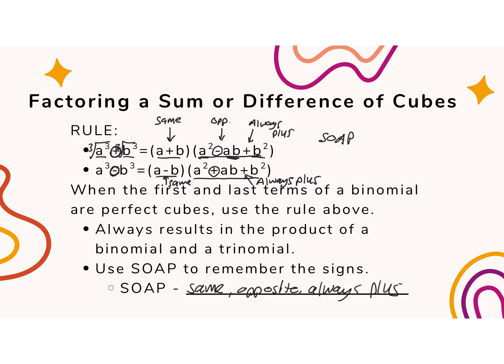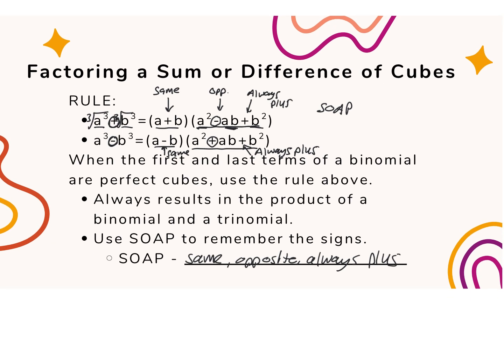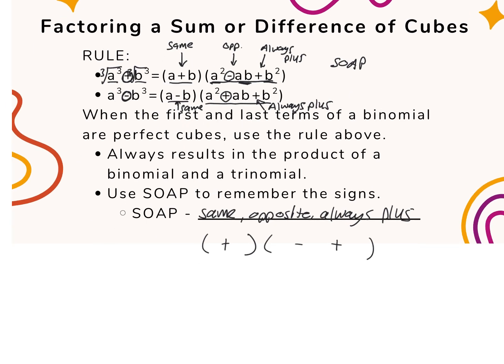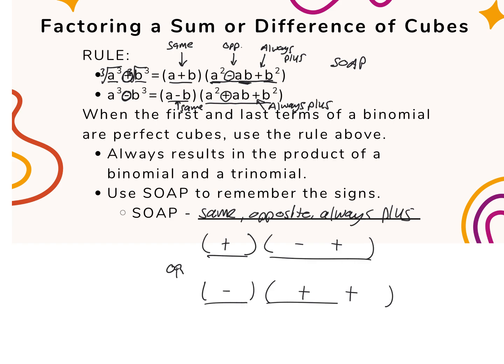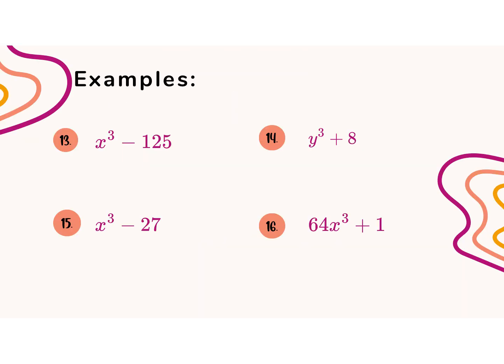So even before you start factoring a problem, if you recognize that it's a sum or a difference of cubes, you could set up your binomial times your trinomial, and it can be the same, opposite, always plus. So you can set that up, and then you're just filling in the blanks. All right, so let's try that with the next page.